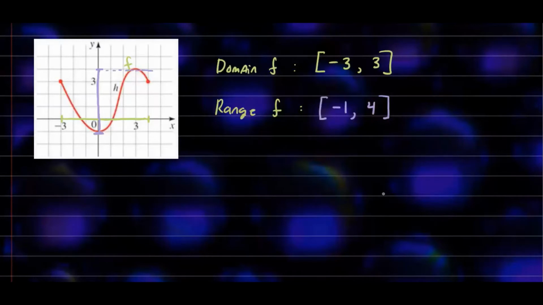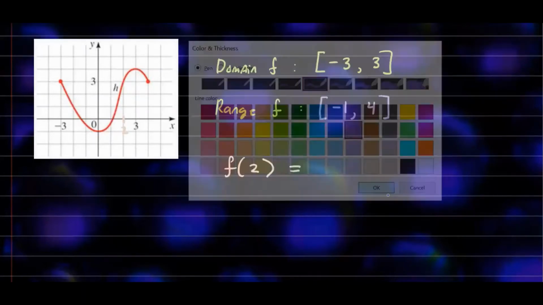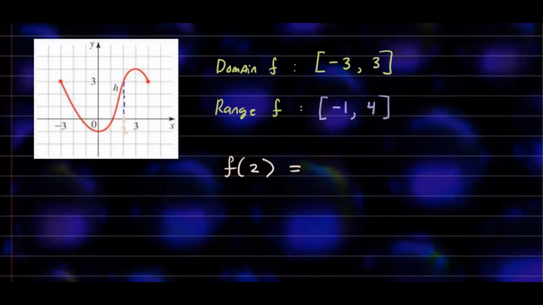Now let's talk about evaluating functions. What if we want to evaluate, for example, f of 2? This is the graph of f, so we look at the graph at x equals 2, and we want to read off the function value at 2. So 2 is right here. The function value at that point is going to be this point right here. We can say that's 3. So f of 2 is going to be 3.